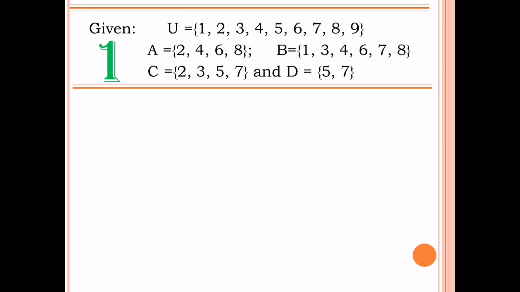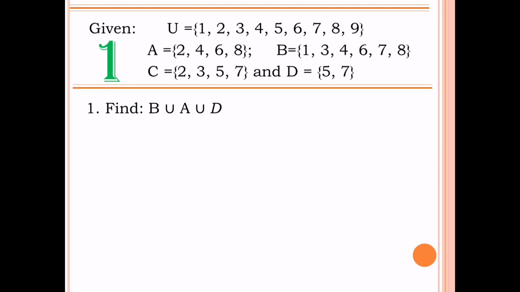As you can see, given our universal set 1 to 9, we have set A: 2, 4, 6, 8; set B: 1, 3, 4, 6, 7, 8; set C has 2, 3, 5, 7; and set D has 5, 7. We're going to find set B union set A union set D. In our previous ideas, when we say union, we simply combine, unite, or put together all the given elements.